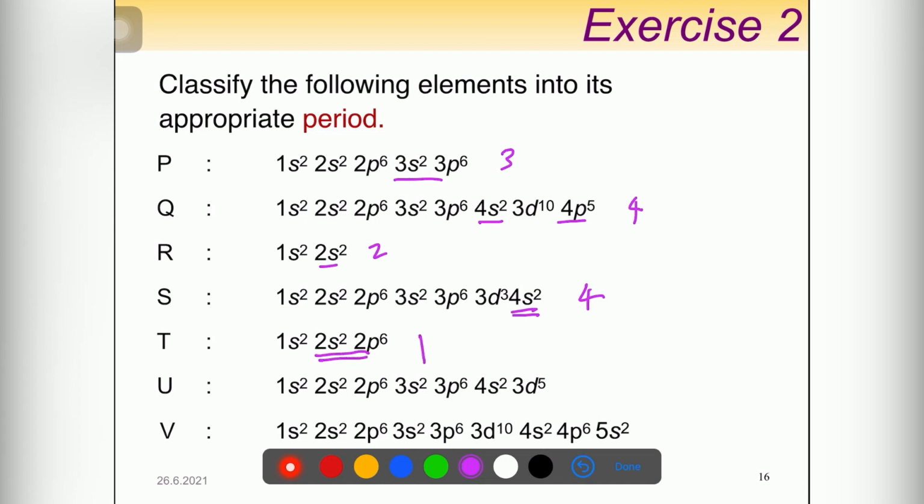So it is located at period 2. U, highest n is 4, so it is located at period 4. U is the same as S. Alright. So V, highest n is, okay, here you see that 5. So it is located in period 5.